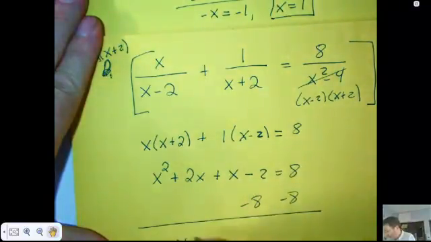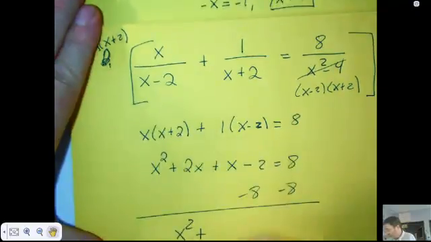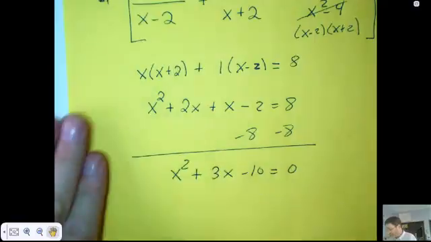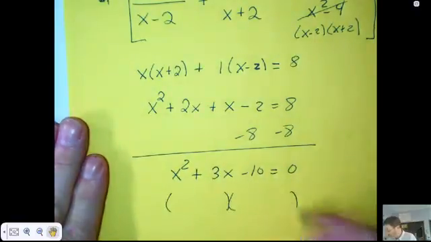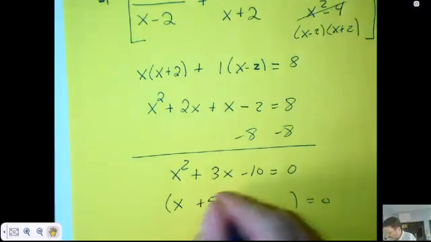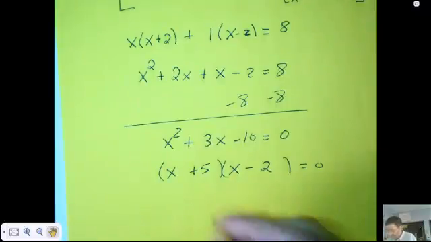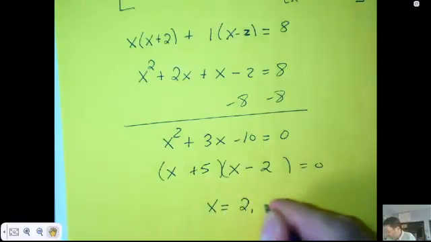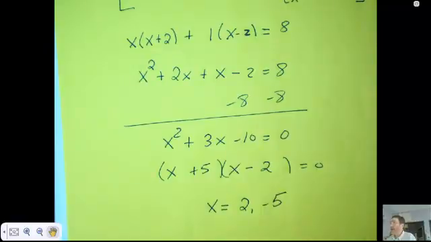So I have x squared plus 3x minus 10. So I have to ask myself, let's see, will this factor? It does, which is nice. So x and x, and I have plus 5 and minus 2. So x would equal 2 and negative 5.